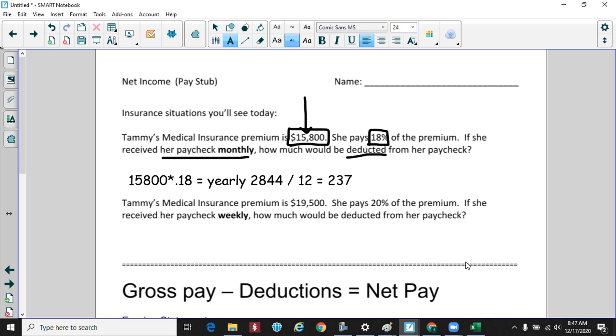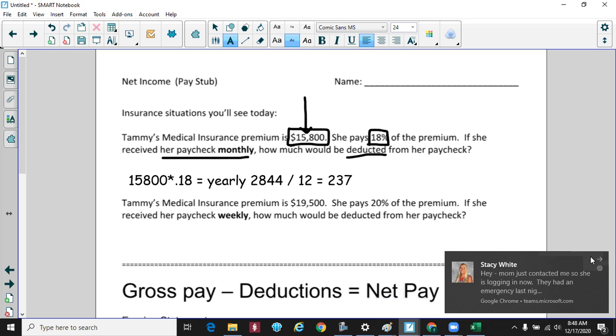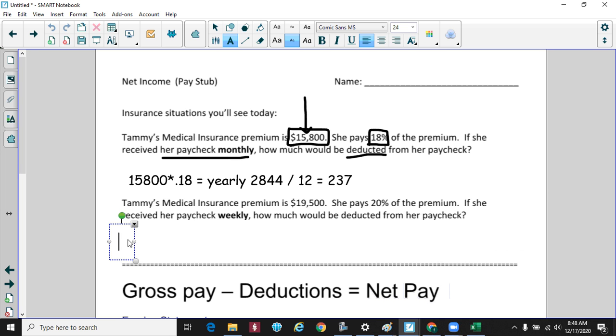Tammy's medical insurance premium is 19,500. She pays 20% of the premium. If she receives her paycheck weekly, how much would be deducted from her paycheck? So, exact same question, just different numbers.